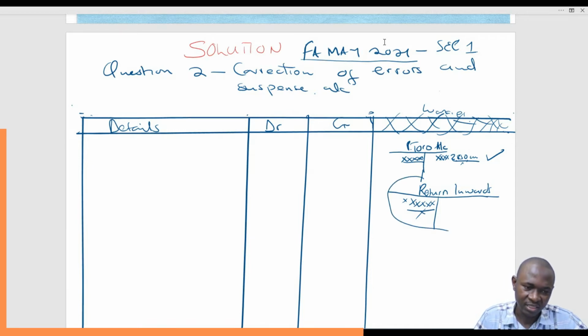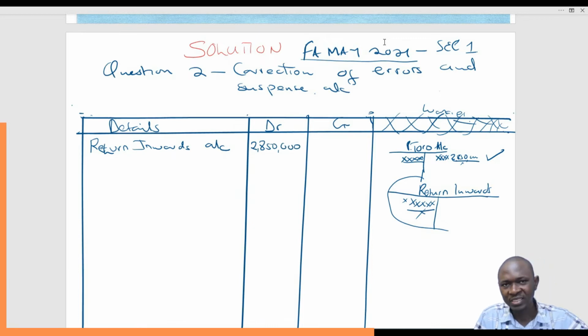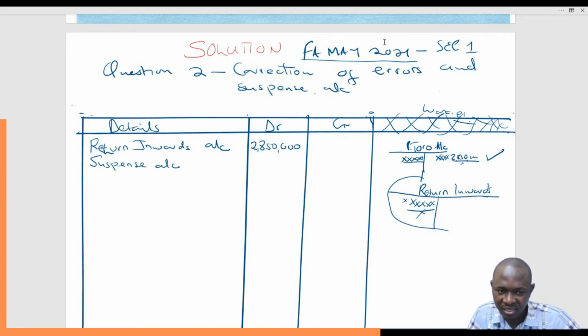And you can see it's debit, return inwards. We always start with the debit side. So when you come here, you just say return inwards account, and then you debit the amount in question, which is 2850, like that. Now, what is the other account that has been affected? The other account that is affected is the suspense account. We just put it here in the suspense account because remember, this one was correctly captured. It is this one that had not been captured. And so this figure basically explains why our trial balance is not balanced.